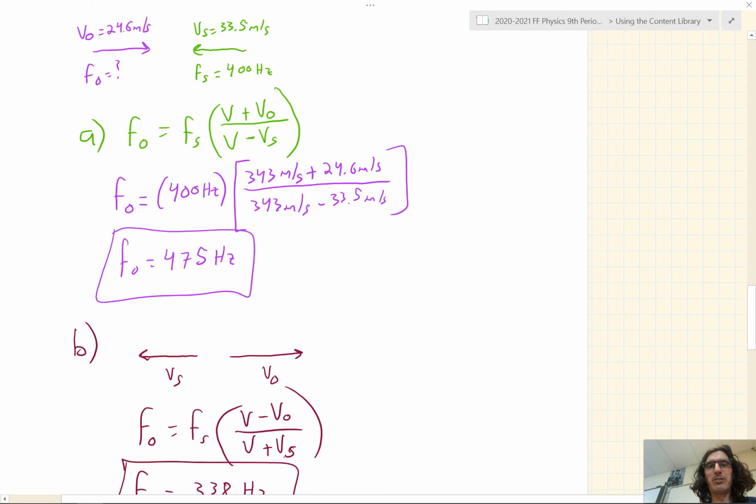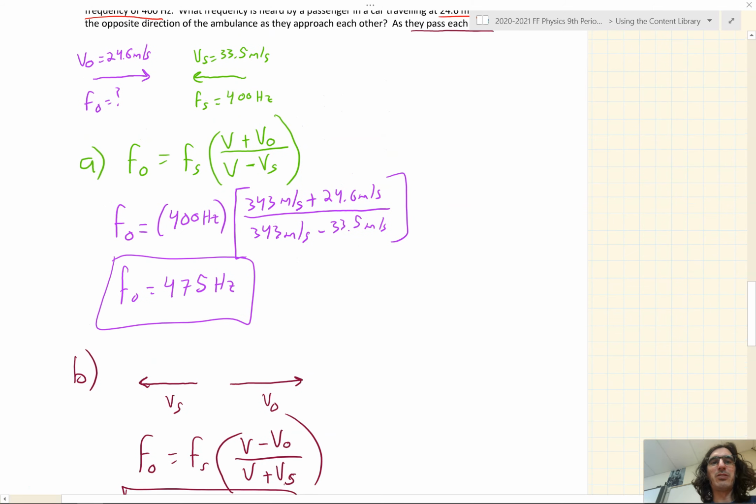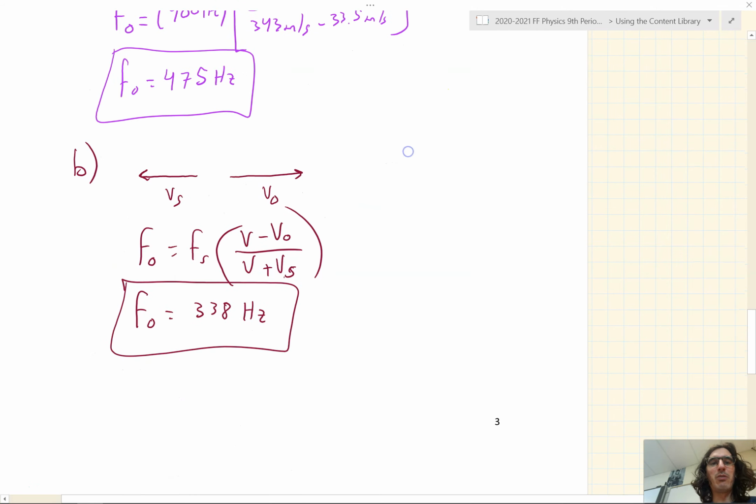So just to reiterate, when the observer and the source are traveling towards each other, we don't do anything with the signs inside the formula. But when they're traveling away from each other, we have to negate the signs.